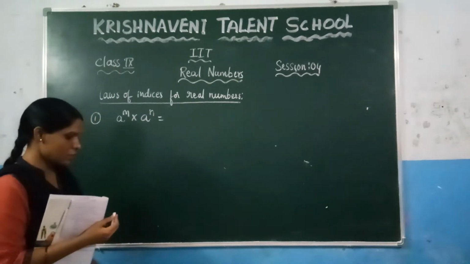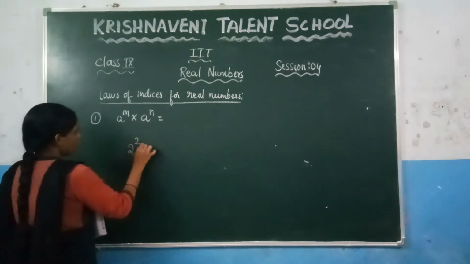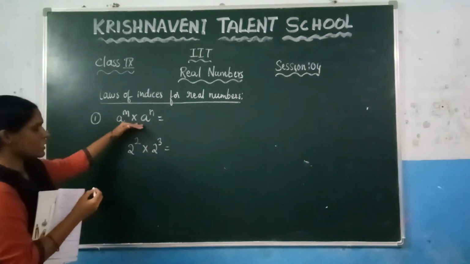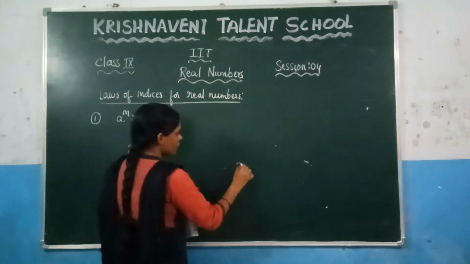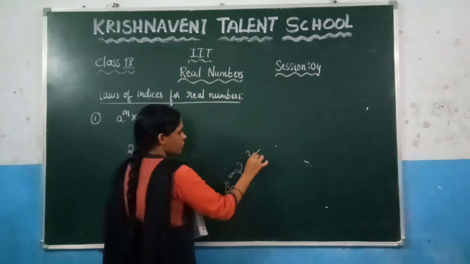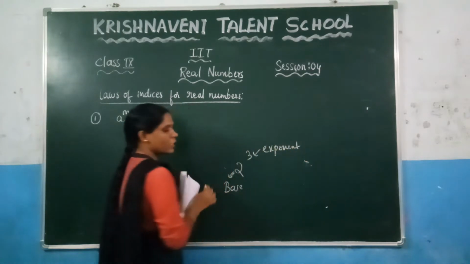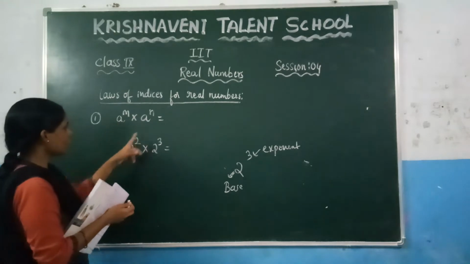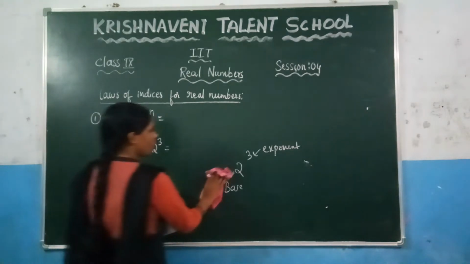Let us consider a few examples to derive this one. Consider 2 square into 2 cube. Here you can observe that the bases are the same. Let us consider 2 cube: this one we call the base, and this one we call the exponent. What is the base here? 2. Here also the base is a. Here a and b, here 2 and 2, both are the same. So it is in the form of a power m into a power n.